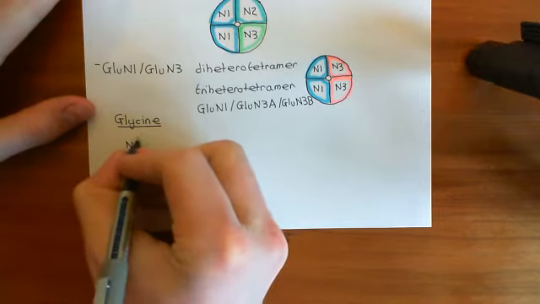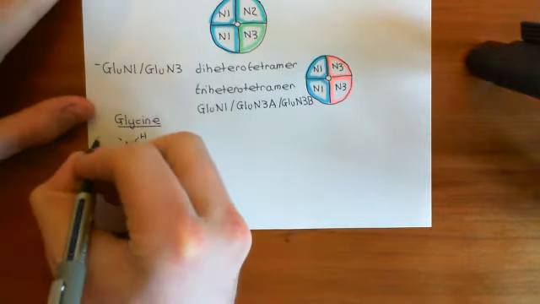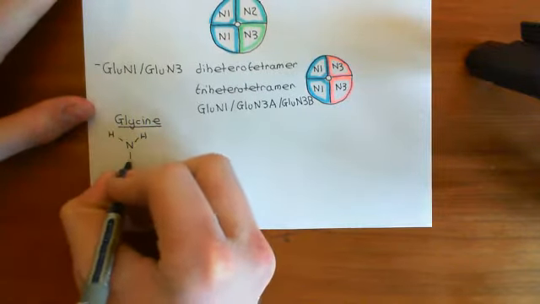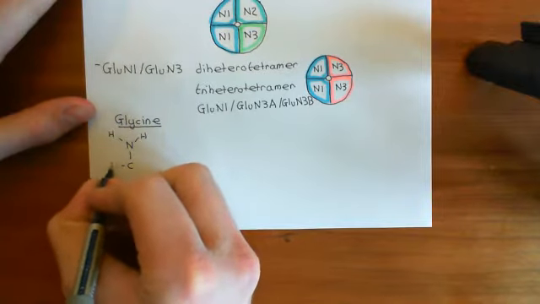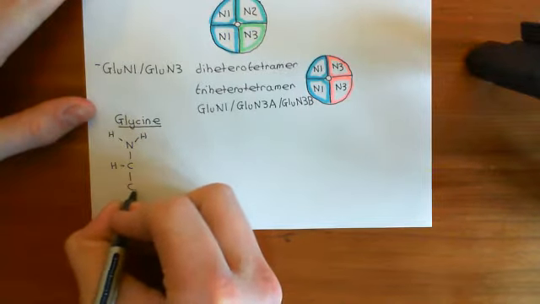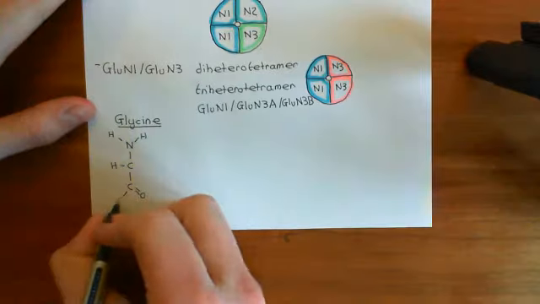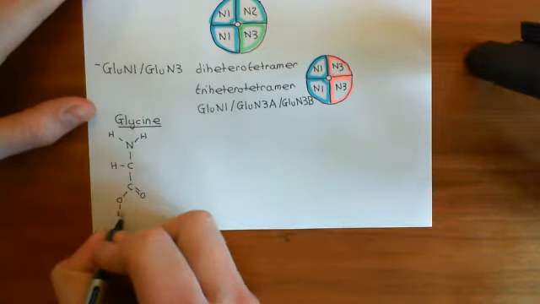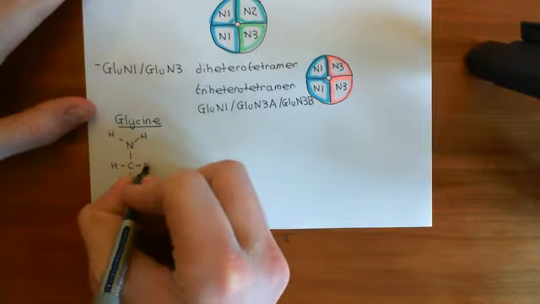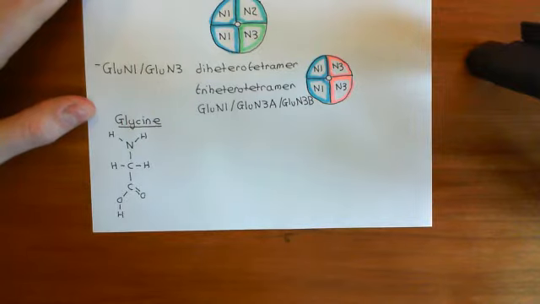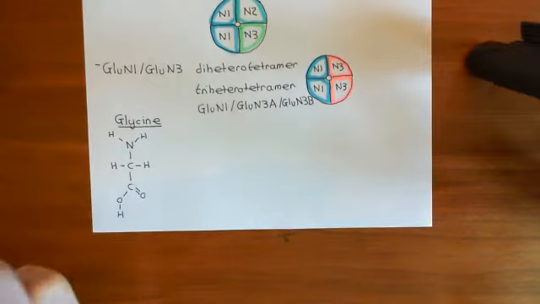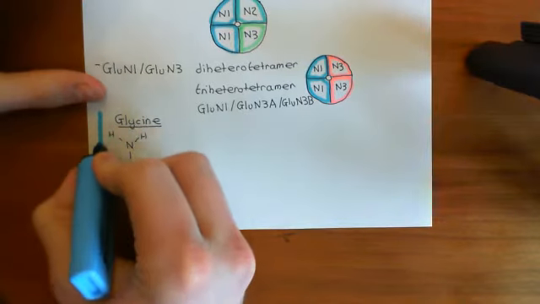Right. So let's start with the core structure of an amino acid. Here's the amino group, here's the alpha carbon with a hydrogen coming off it, and here's the carboxylic acid group down here. The R group of glycine consists of a single hydrogen atom attached to that alpha carbon. So this is the structure of glycine, and I'll circle this in blue.